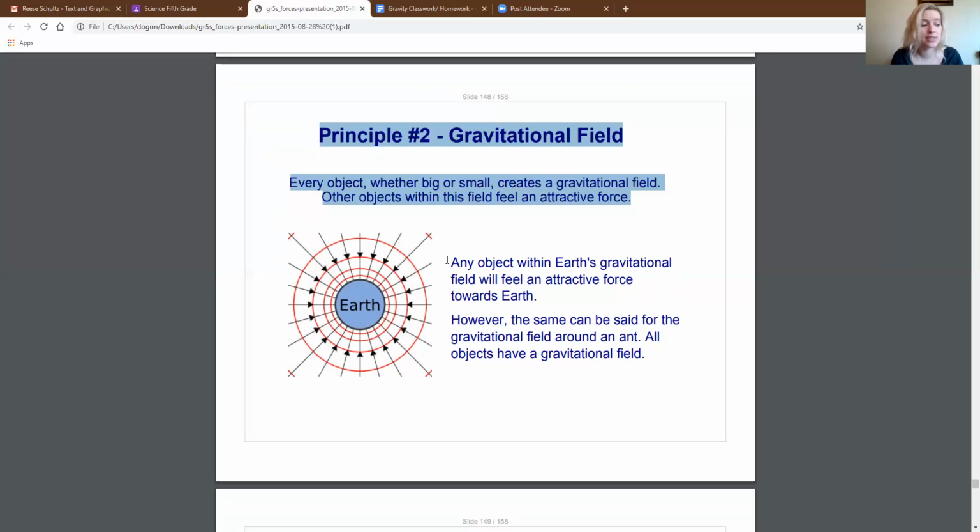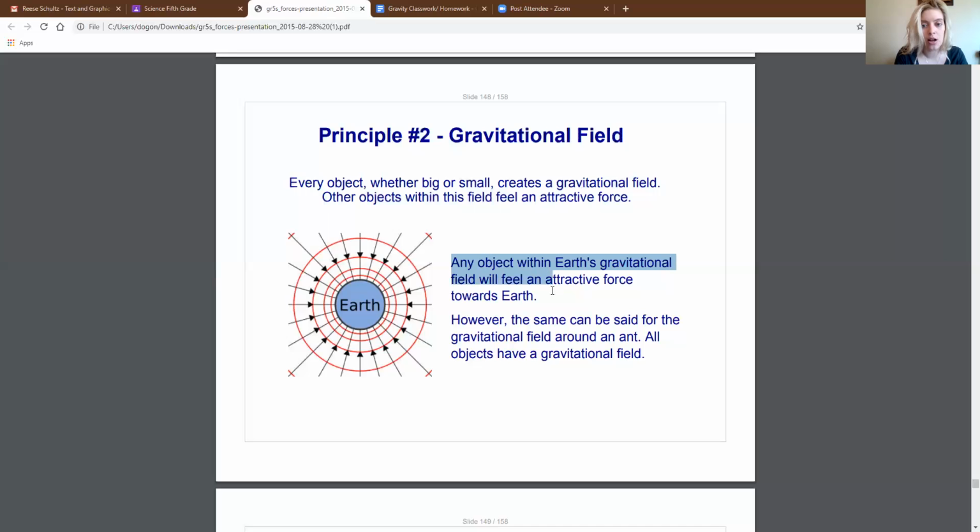It doesn't matter if it's as big as, again, a skyscraper or as small as an ant. Both the ant and the skyscraper are gonna have an attractive gravitational field, okay? Every object has a gravitational field, okay? We don't see it, okay? We don't look at an ant and go, I can see your gravitational field, okay? You don't see all these little lines coming off of the ant, or we don't see all these little lines coming off of the Earth, but we know it's there. Every object has a gravitational field around it, okay?